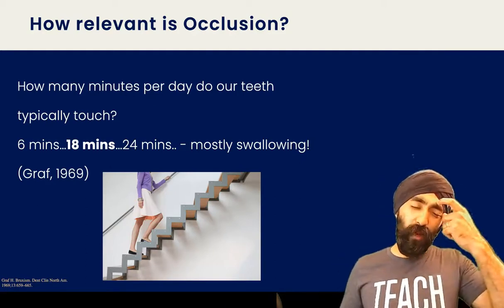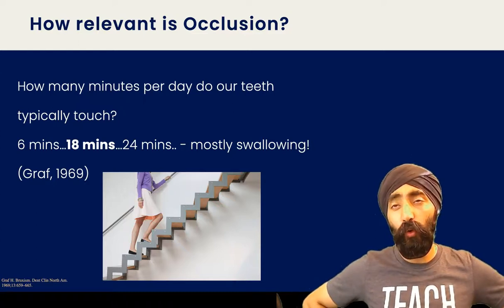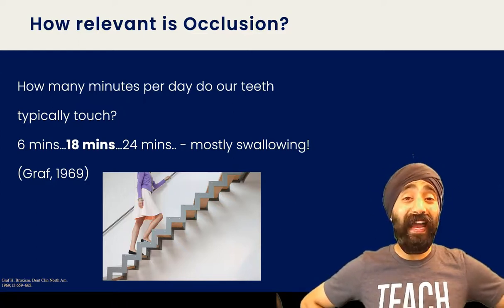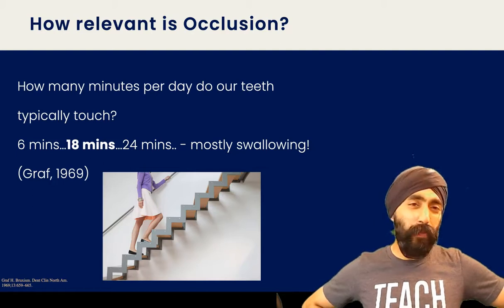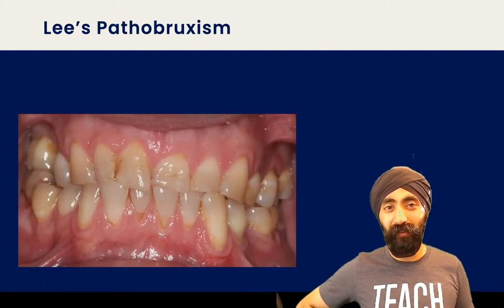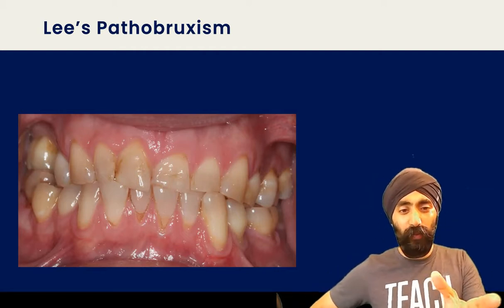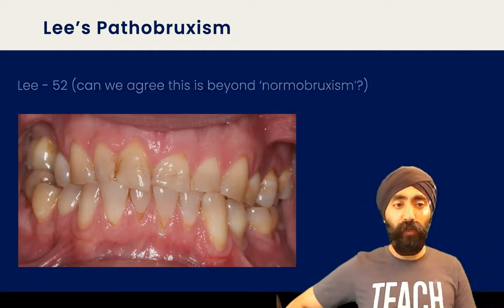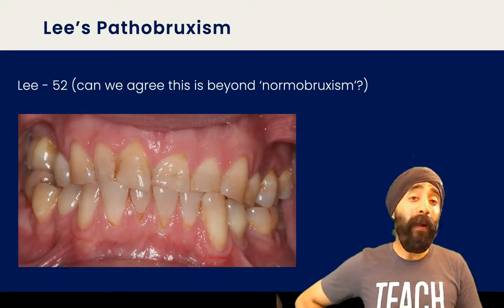So if we're only keeping our teeth together, or we should be only keeping our teeth together, for about 18 to 20 minutes a day, why are we making such a deal of the occlusion? That's like 1.5% of the whole day, right? So have a look at Lee's occlusion here, okay? And hopefully we can agree that Lee is a pathobruxis, okay?